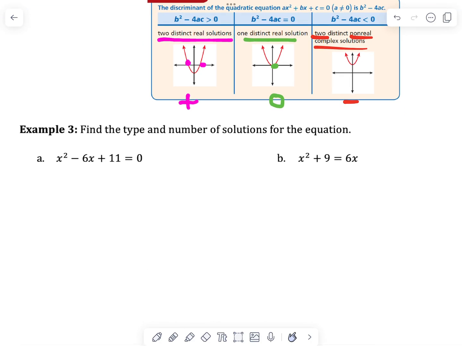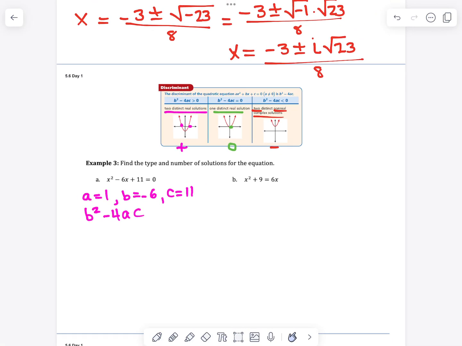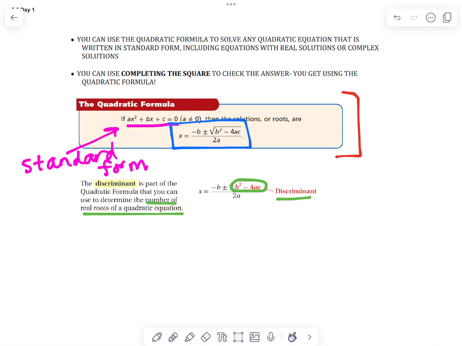So it says find the type and number of solutions given this equation. So we work with just the discriminant. So the first example is in standard form. We identify the value of the a, b, and c. And then we use our discriminant, b squared minus 4ac. So again, in our quadratic formula, the discriminant is underneath the radical.